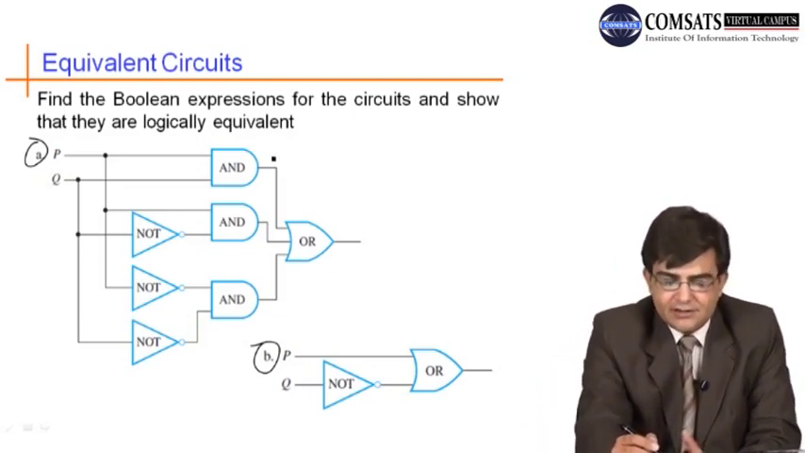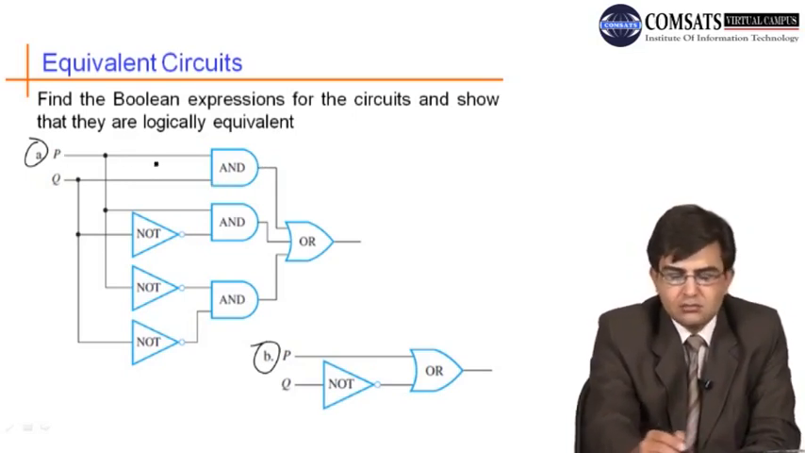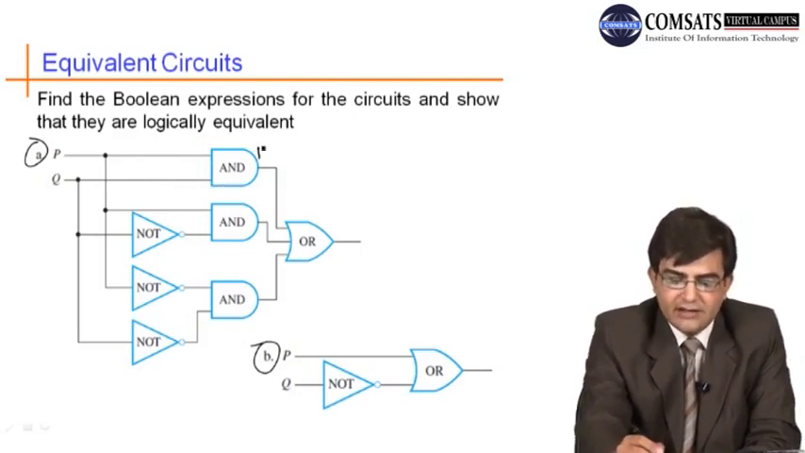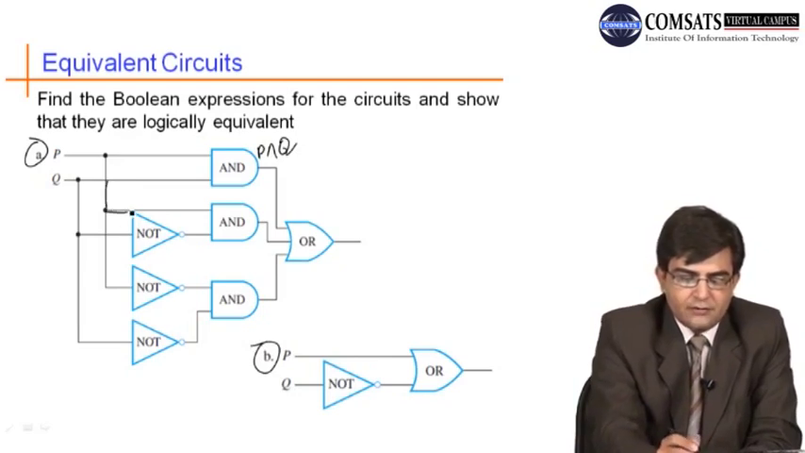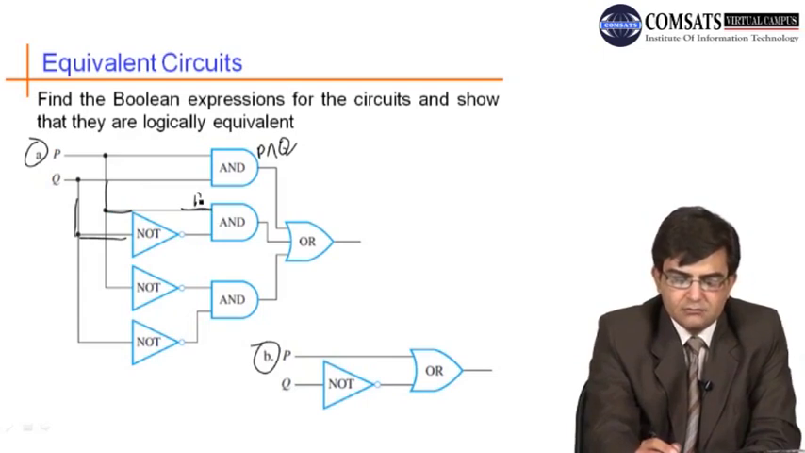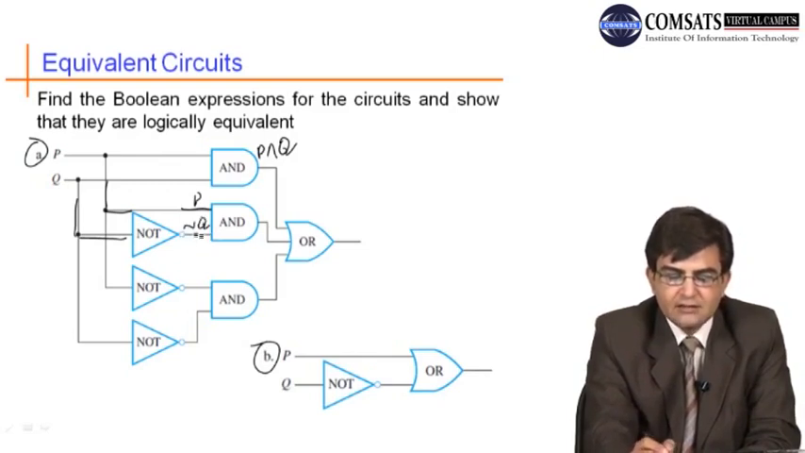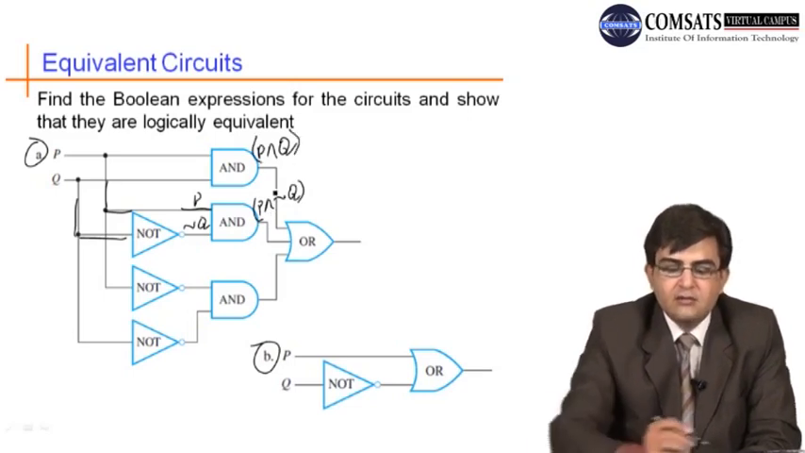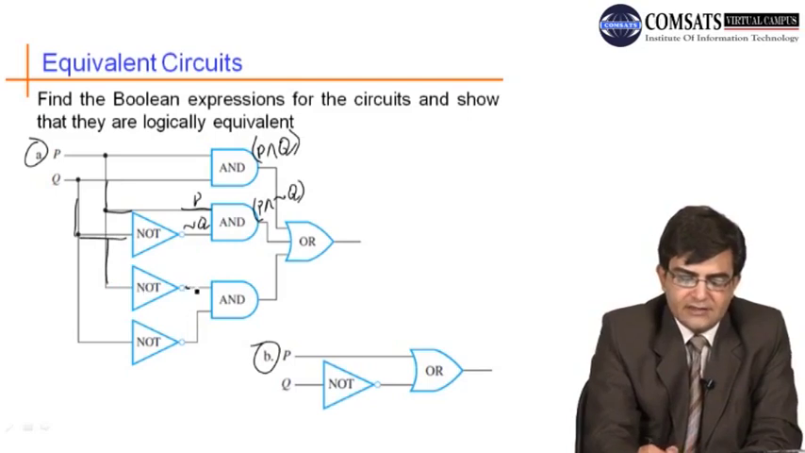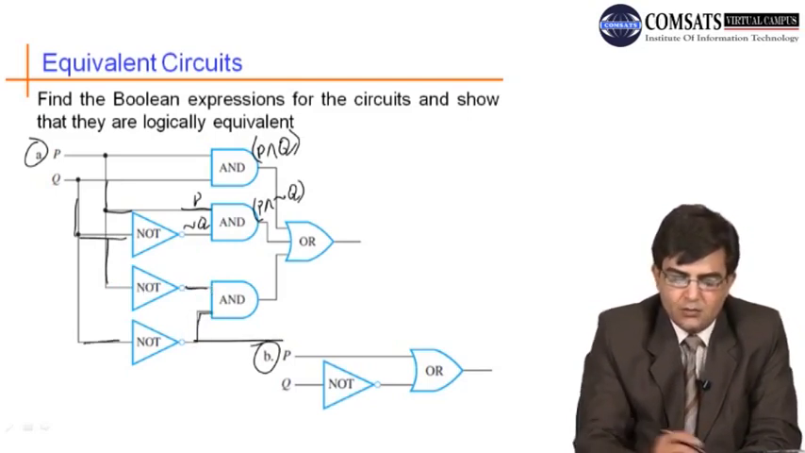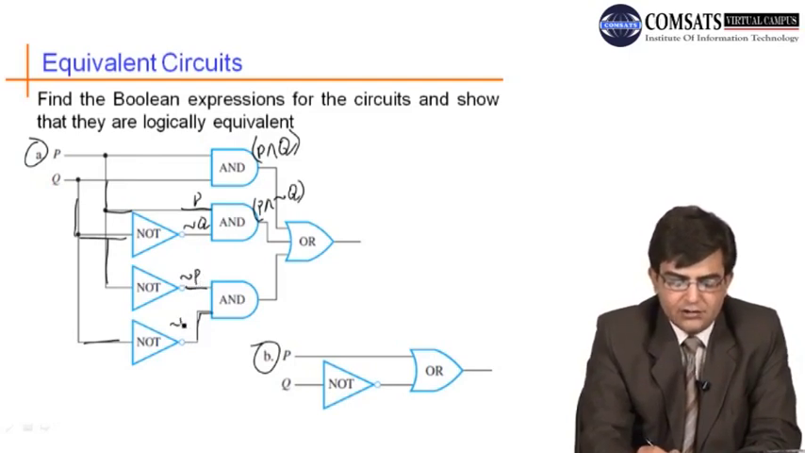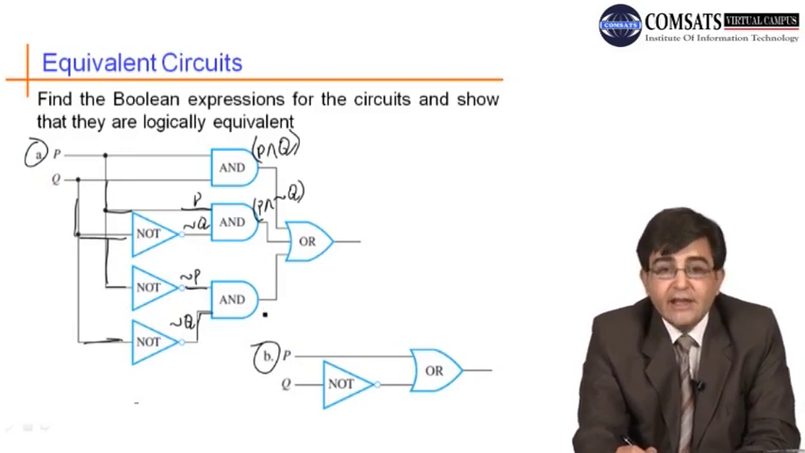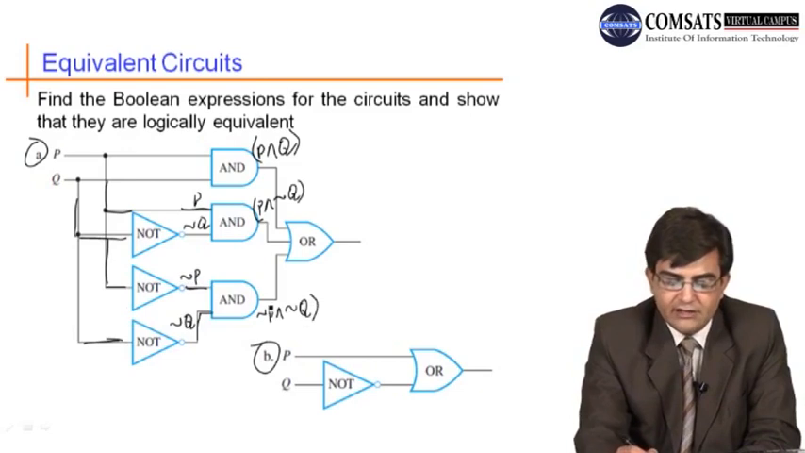So first we write the Boolean expressions. Here we have AND, we have P, we have Q. The input of this AND is P and Q, so we arrive at P and Q. Now the input of this AND gate is P, and here we have a NOT gate, so here we have not Q. So here we have arrived at P and not Q. Now the input of this logic gate is basically both: not P and not Q, because we have a NOT gate on both these inputs. So at the end we have not P and not Q.